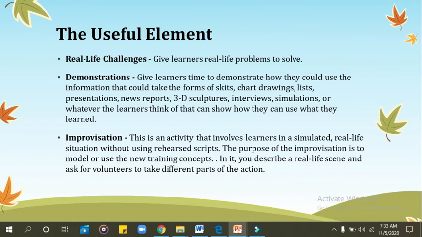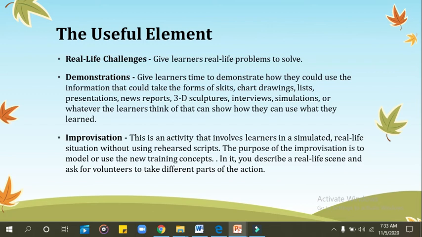We have also demonstrations. So role plays are out. Most training participants hate the thought of role playing. The word demonstration doesn't hold the same negative connotation for most learners. So give learners time to demonstrate how they could use the information. Small groups work to create demonstrations that could take the form of skits, chart drawings, lists, presentations, news reports, and the like.